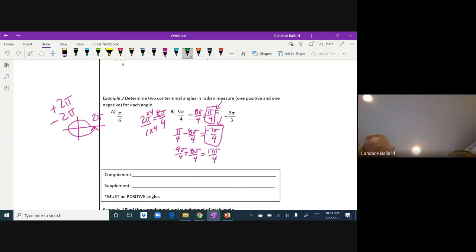I'm going to go ahead and do this next one here. So this time I have negative 5 pi over 3. First I want to figure out in over 3 world, what is 2 pi equivalent to? I know I have to multiply the denominator by 3, so I multiply the numerator by 3. So I know that 2 pi is equivalent to 6 pi over 3. I'm going to start by adding and see what happens. I know I've got to get to a positive one and a negative one. So negative 5 pi over 3 plus 6 pi over 3 gets me pi over 3.